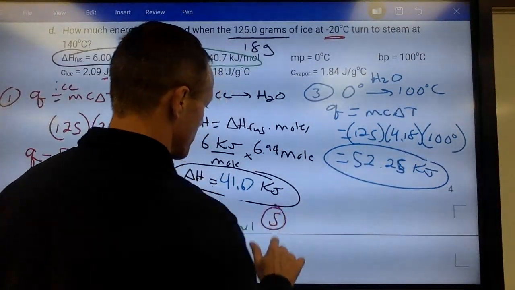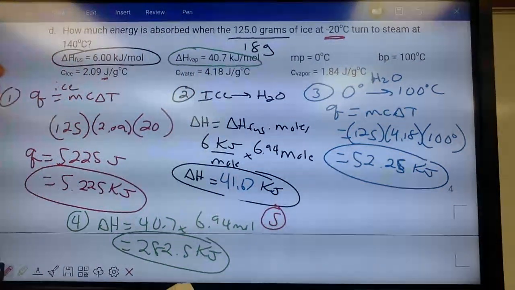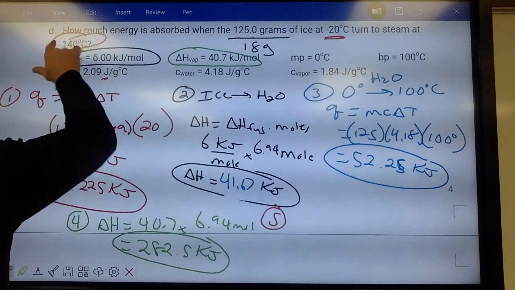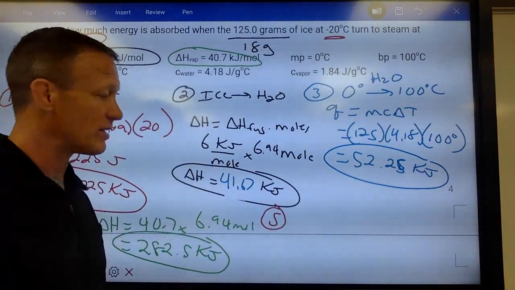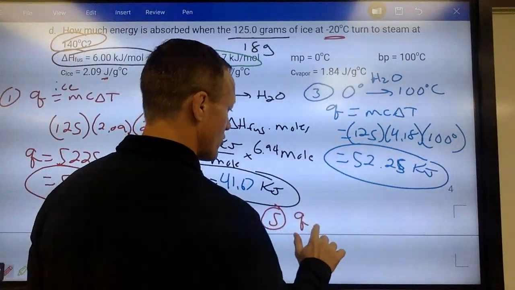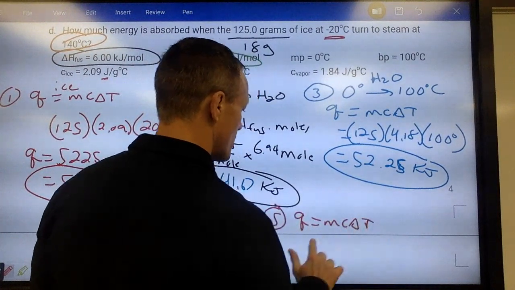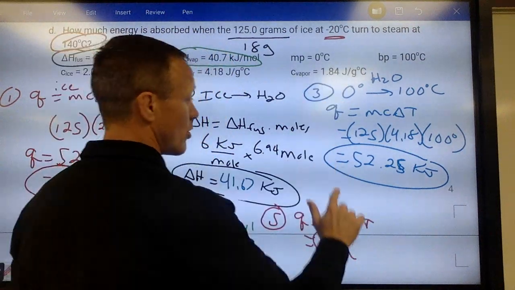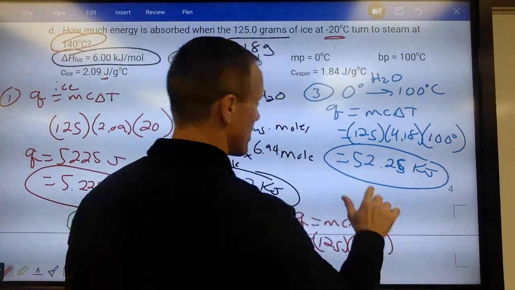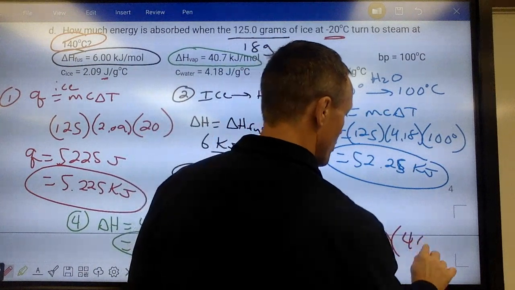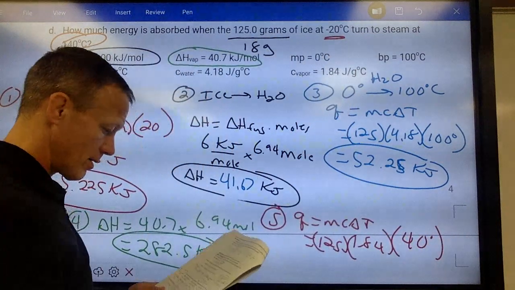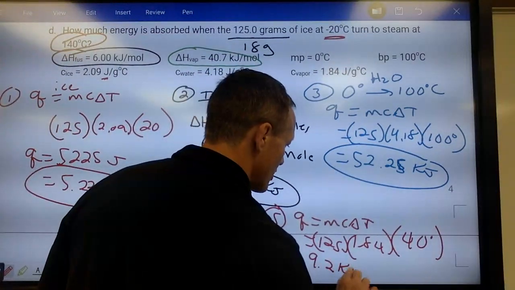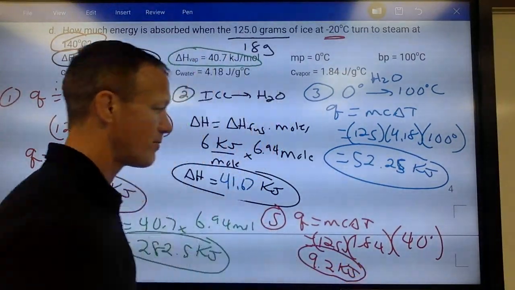And the fifth step here, usually we wouldn't do all five of these steps, made this one long. Fifth step here would be the vapor going from 100 degrees to 140 degrees. So going 40 degrees up would be our vapor. So we're going to go Q equals MC delta T for the vapor. 125 grams. Specific heat of the vapor is 1.84. Remember that is in joules. And we're going up 40 degrees. And that amount is 9.2 kilojoules. So remember, when you do that one, it's going to be in joules. You got to convert it into kilojoules.